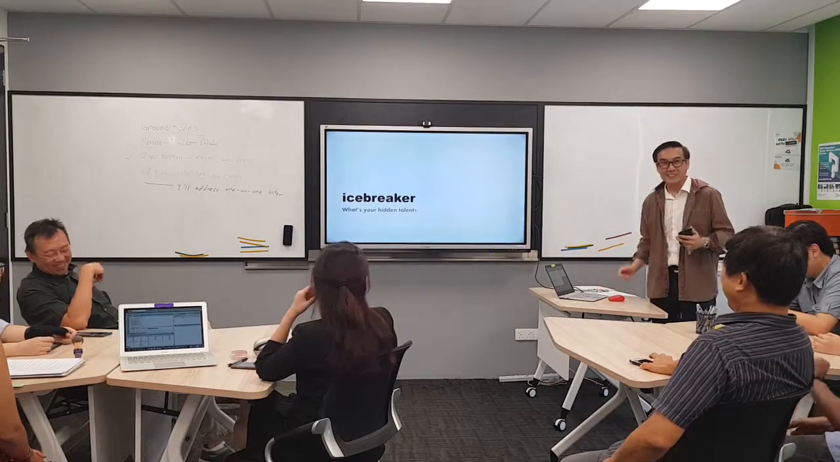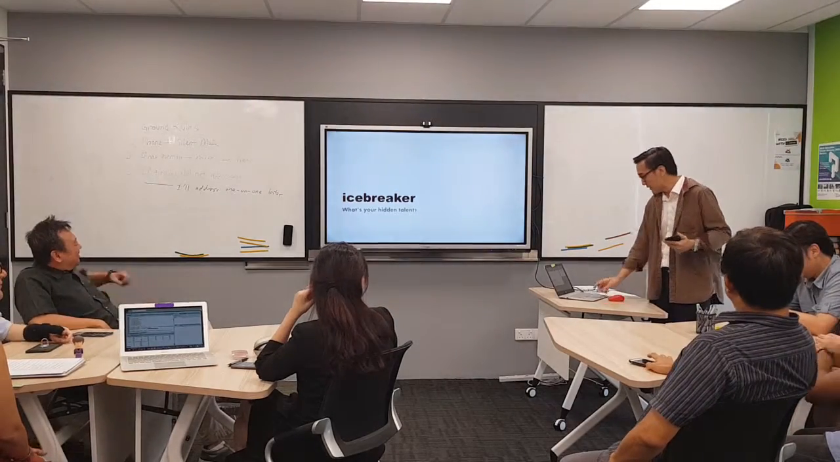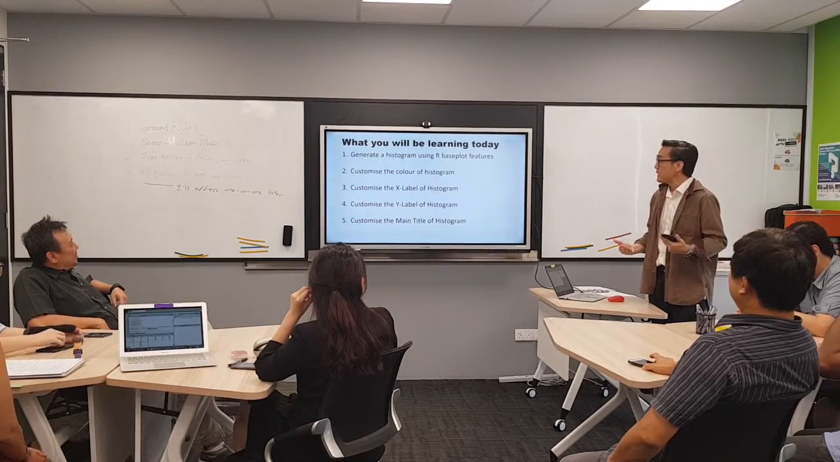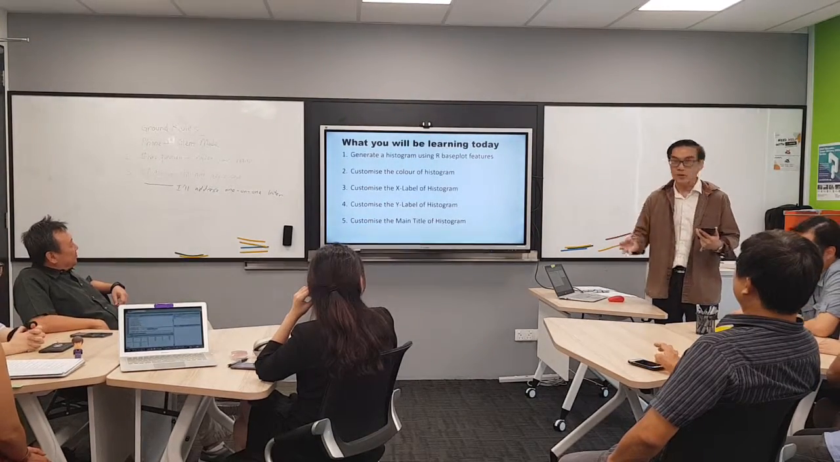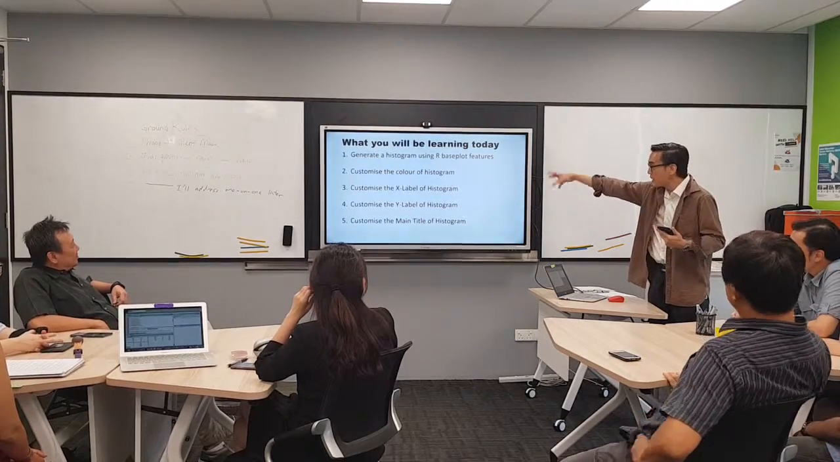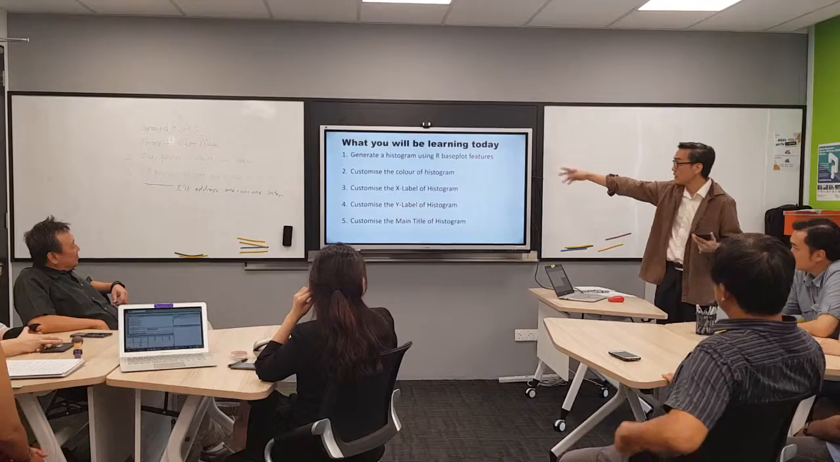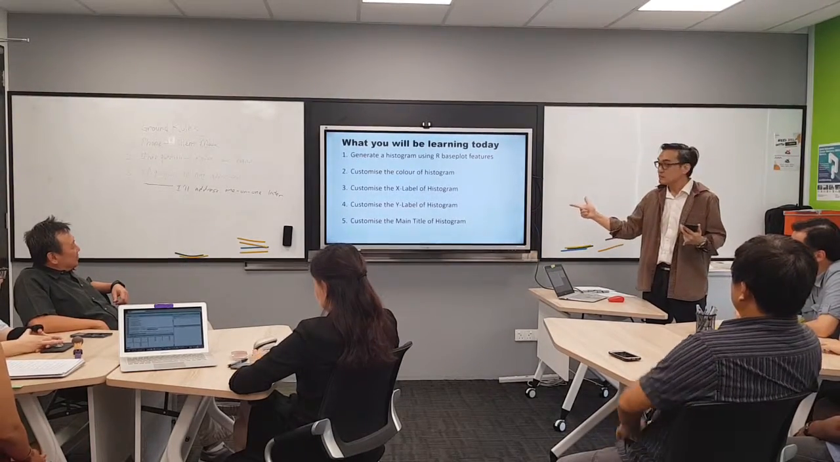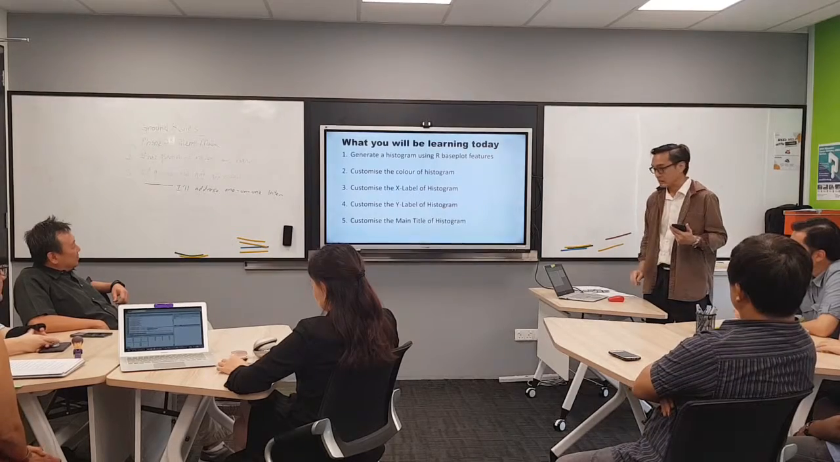Okay, now that we are acquainted with one another, let's cover what we're going to cover today. Today we'll be learning how to generate a histogram using R's base plot features. Then we customize this base plot based on four parameters: the color, the X label, the Y label, and the main title.